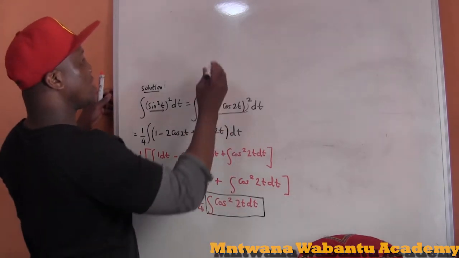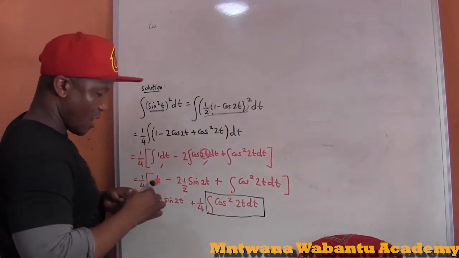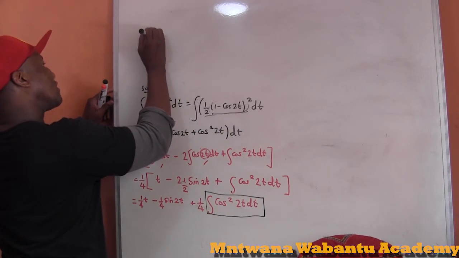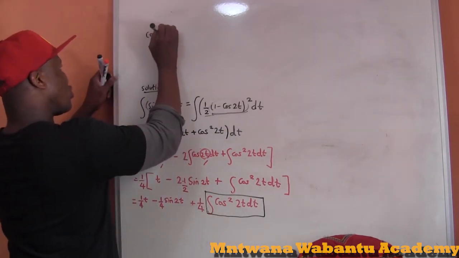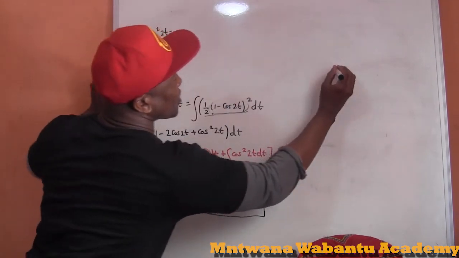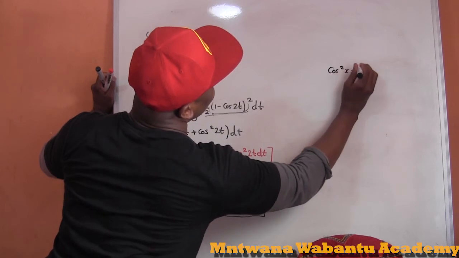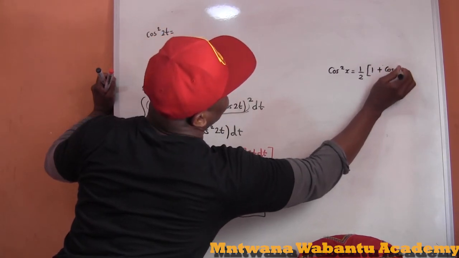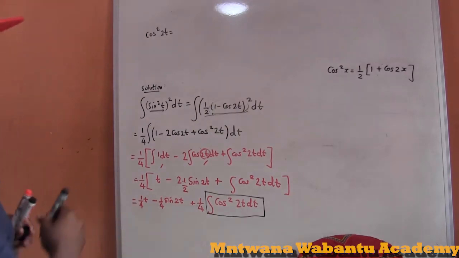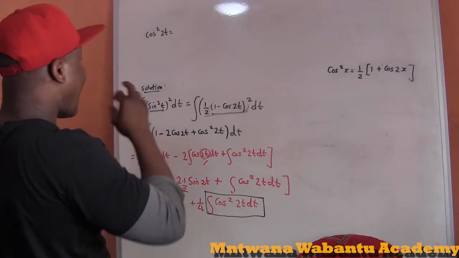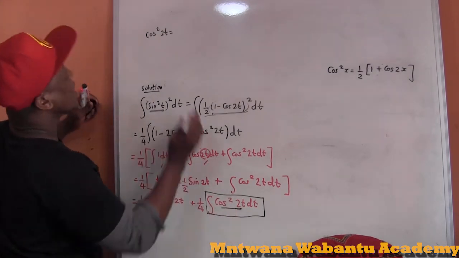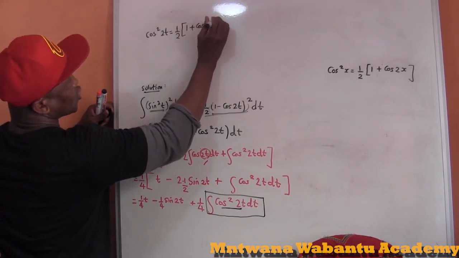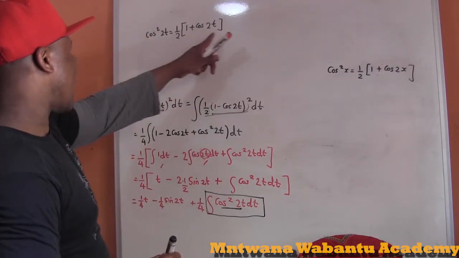Okay, so now we know cos squared 2t, from the one that I just erased here, because cos squared x is equal to 1 over 2 times 1 plus cos of 2x. So now if it's 2t, because this is 2t squared, it's going to be a half of 1 plus cos of 2t. So I replace this with that.